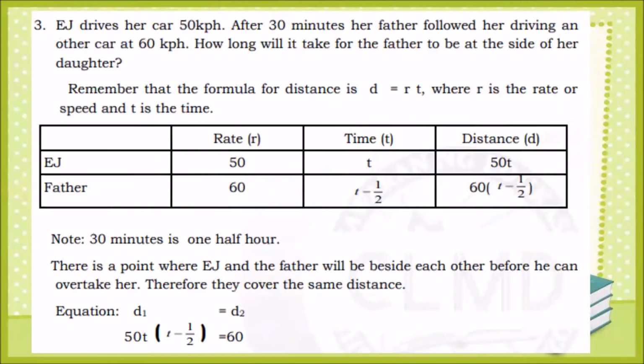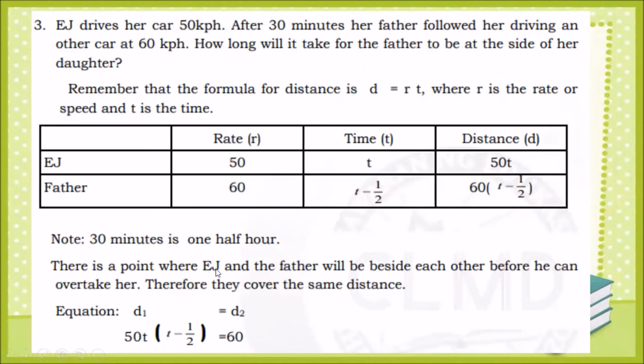Another example: EJ drives her car 50 kilometers per hour. After 30 minutes, her father followed her, driving on another car at 60 kilometers per hour. How long will it take for the father to be at the side of his daughter? Remember that the formula for distance is d equals rt, where r is the rate of speed and t is the time. So make a table for the rate, for the time, and distance, multiply the 2, kaya yan ay 50t, at ito ay 60 times the quantity t minus 1/2. So note that 30 minutes is 1/2 hour.